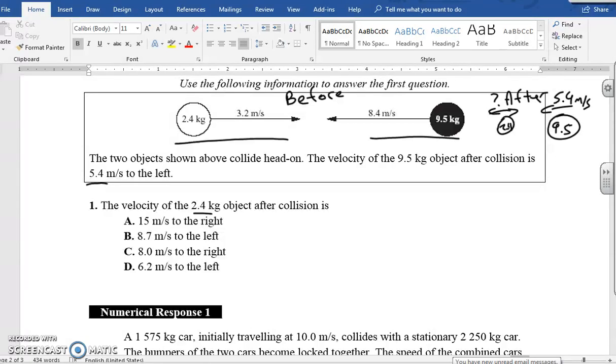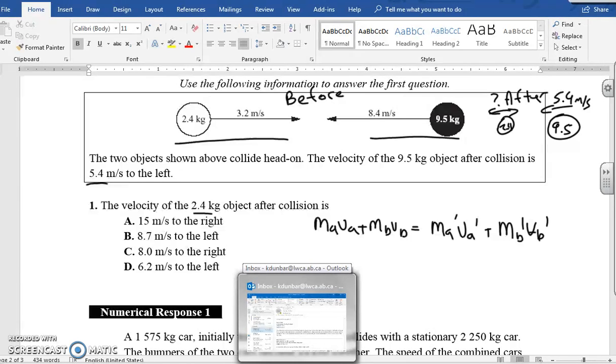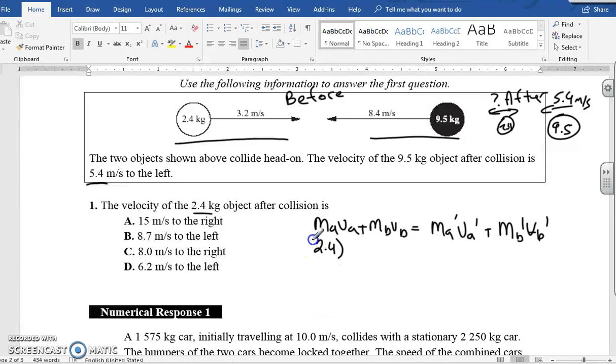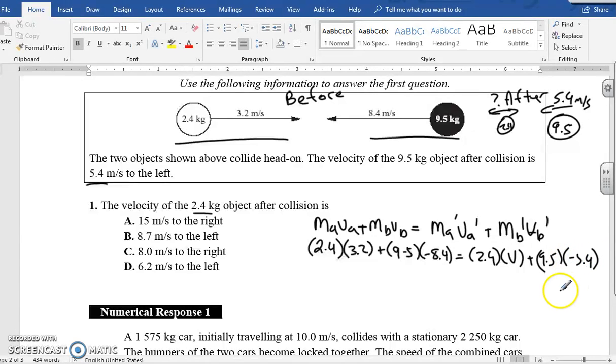All right, using the law of conservation of momentum, MAVA plus MBVB is equal to MA prime VA prime plus MB prime VB prime. Plugging in the numbers here, we've got the 2.4 kilograms traveling at positive 3.2 meters per second, plus the 9.5 kilogram object traveling at negative 8.4 meters per second, is equal to the 2.4 kilogram object, and this is the velocity we're looking for, plus the 9.5 kilogram object traveling at negative 5.4 meters per second.